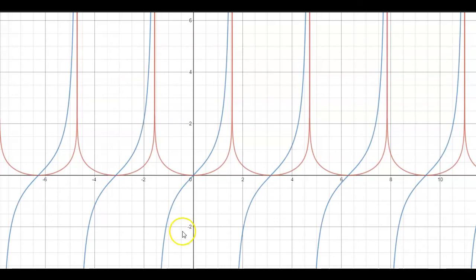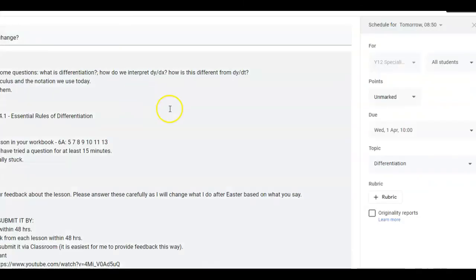Next lesson we're going to begin by looking at graphs of gradient functions and matching them to regular graphs, and Desmos is a really good tool for doing this. So that's us for the video for today.